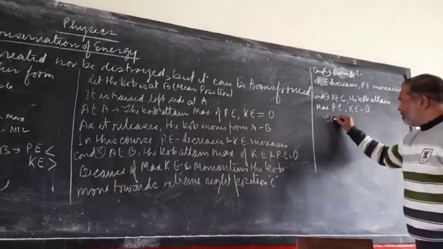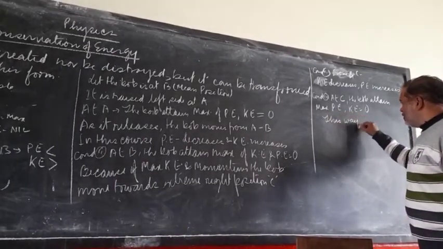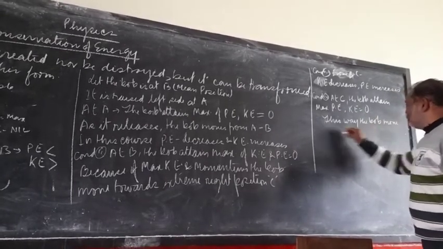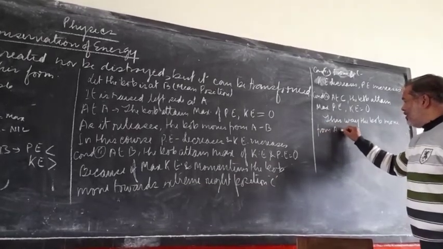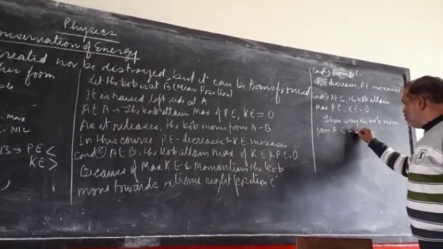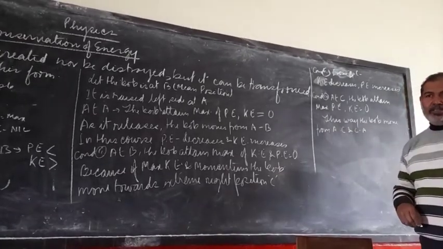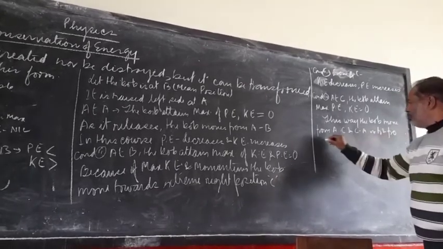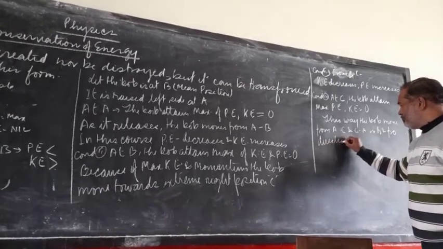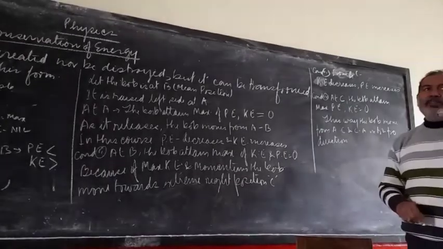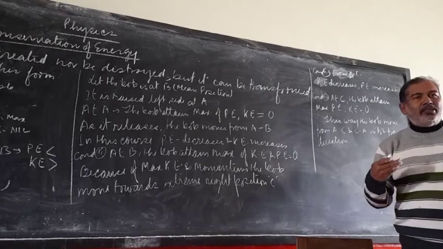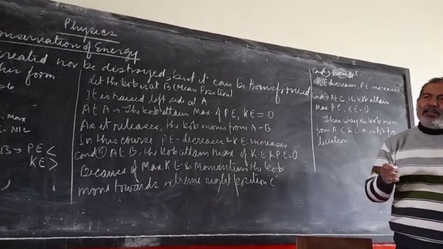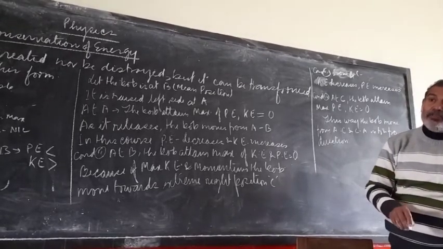This way, the ball moves from A to C and C to A in to and fro direction. You can write in to and fro direction. Here it has been observed that total potential energy transforms into kinetic energy, and total kinetic energy transforms into potential energy.